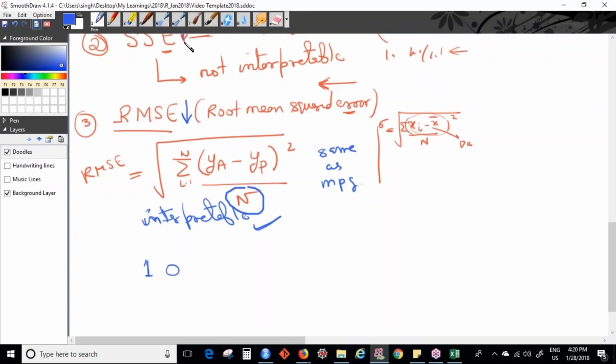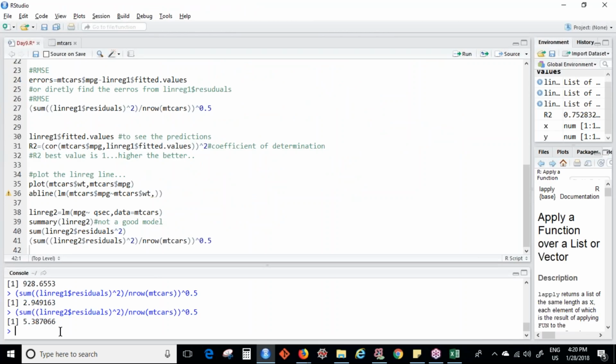Just like sum of squared error, this is also an error term, and you can see the first model is again giving me a better output. It is giving me 2.94, whereas the second model with the QSEC variable is giving me 5.38. So this is also telling me that the first model is good, the first model is the better one.